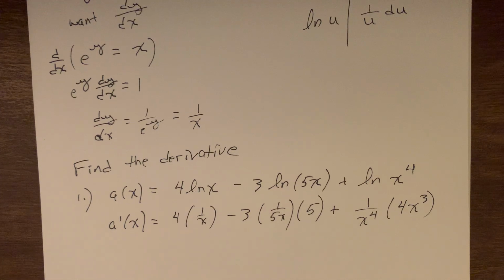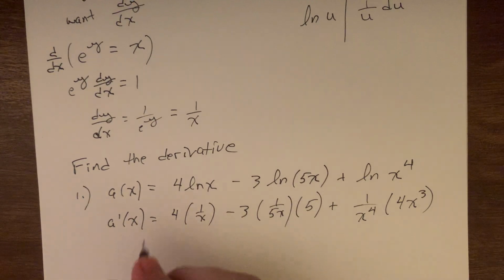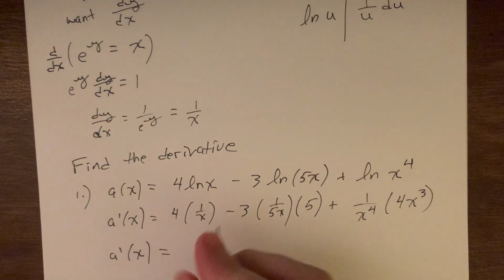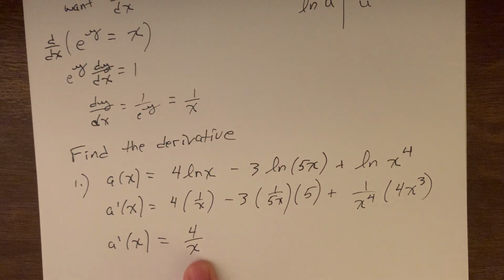So just those little things to make sure you're getting on the right track. As far as cleanup is concerned, again, this is a good answer, but notice there's a lot of little things we can do to make this a little nicer. 4 times 1 over x. The book would definitely clean that up to 4 over x.